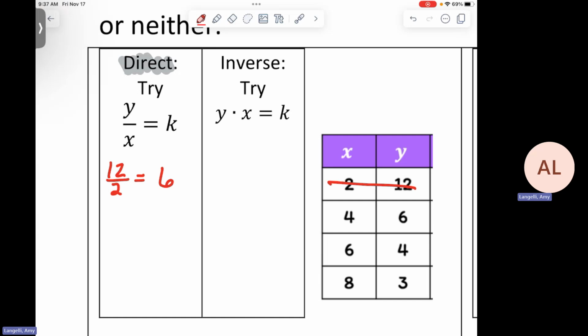What about, so that took care of those, what about 6 divided by 4? If it's not the same thing, it's not direct. So I'm just going to say, nope, we didn't get the same thing, so we're done.